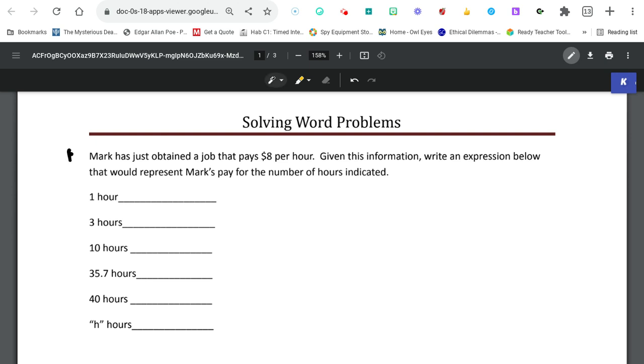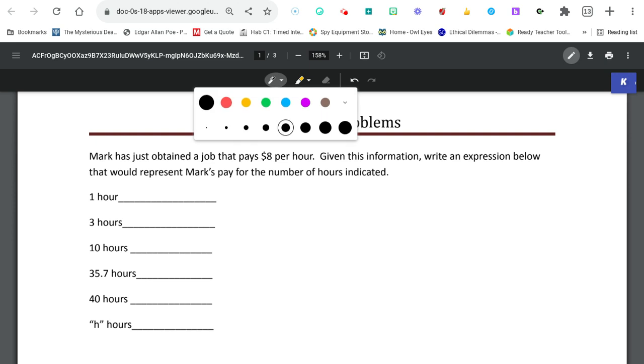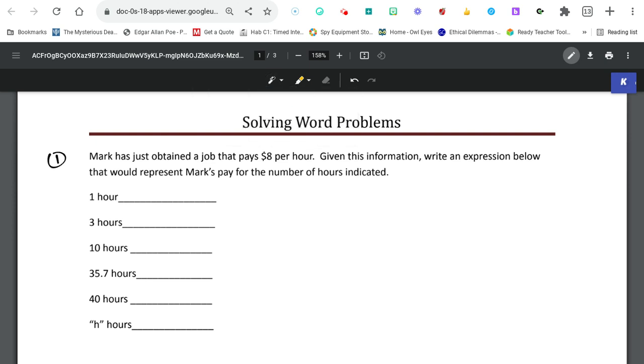I'm going to label this number 1. Mark has just obtained a job that pays $8 per hour. So that's very important. Let's highlight that. Given this information, what we want to do is write an expression. Remember, we're just writing an algebraic expression that will go on the left or right side of an actual equation when we get to a word problem that can be converted to an equation. But for right now, we're going to write an expression to represent Mark's pay for the number of hours indicated.